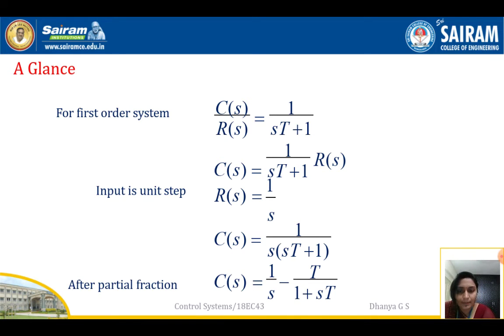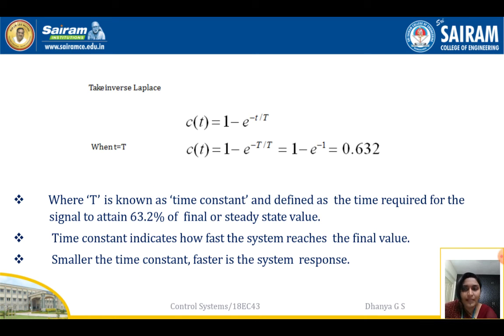So you have to go for applying the partial fraction. Once you apply the partial fraction, the equation will become C of s is equal to 1 by s minus t by 1 plus st. So if you take the inverse Laplace transform of the corresponding C of s, you will get C of t, which is equal to 1 minus e power minus t by T.